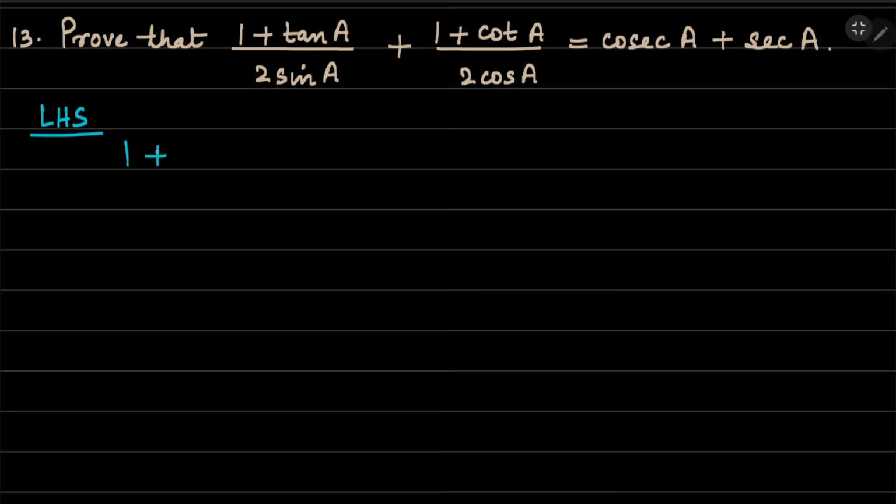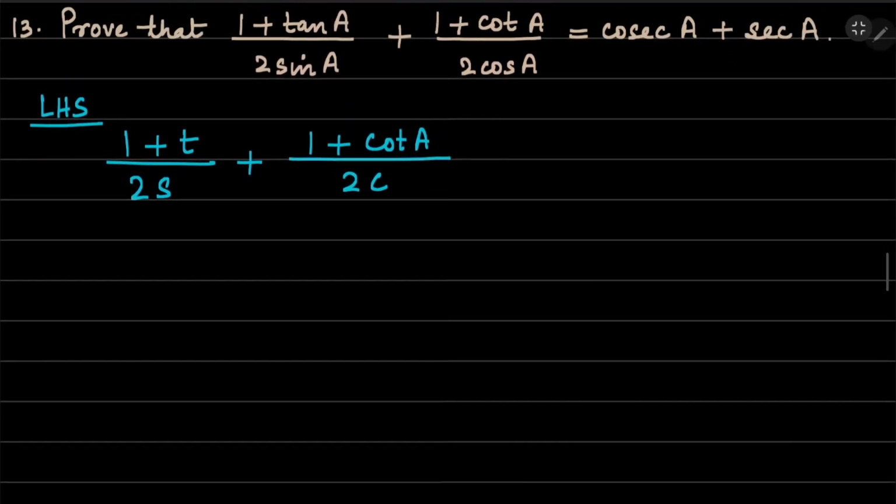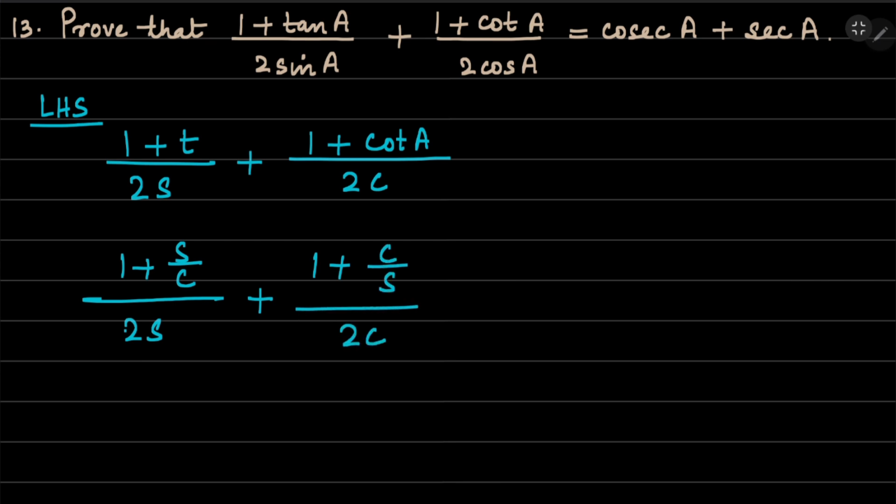So 1 plus tan divided by 2 sine, plus 1 plus cot A divided by 2 cos A. Okay. So 1 plus tan, I am writing it as sine over cos, divided by 2 sine, plus 1 plus cot, I am writing it as cos over sine, divided by 2 cos. Take the LCM. So in the numerator, you'll have cos plus sine divided by cos, whole divided by 2 sine, plus sine plus cos divided by sine, whole divided by 2 cos. Just take the LCM.